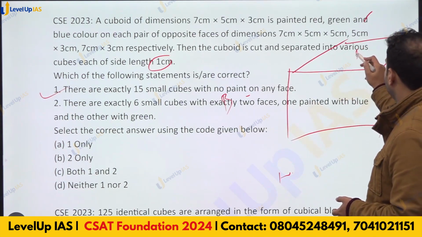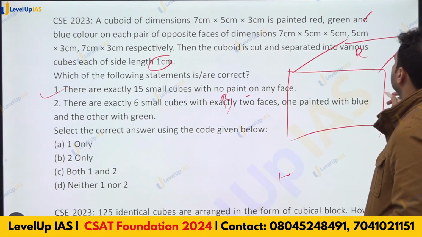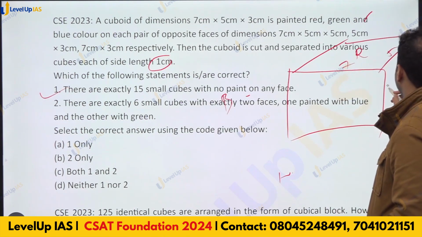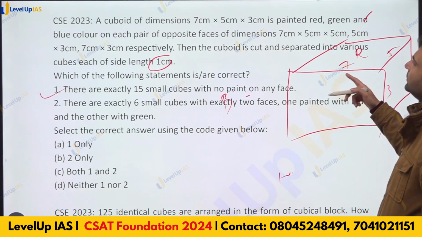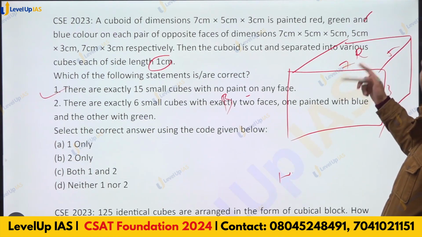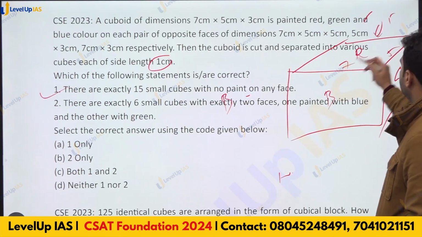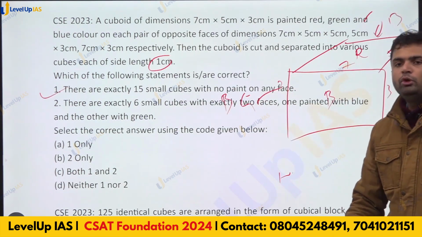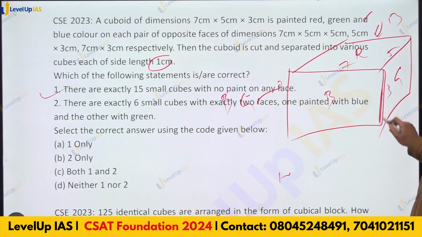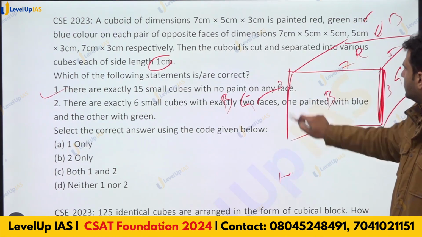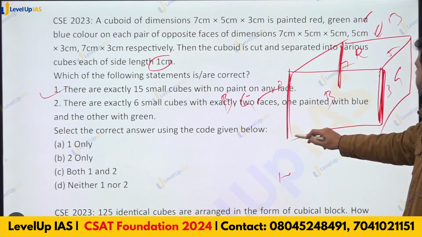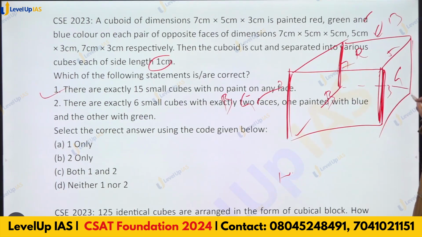So this is red, this is 7, 5, 3, then this is 5 into 3, is green, no? This is green, this is blue, and this is blue, and this is green. So we are looking at blue-green interaction. So this interaction we are looking for 1, 2, this 3, and this 4, right?